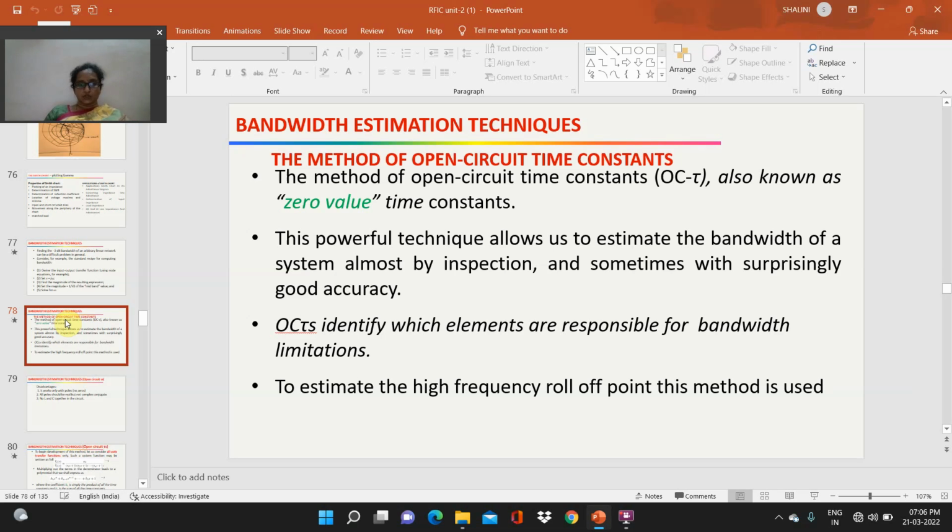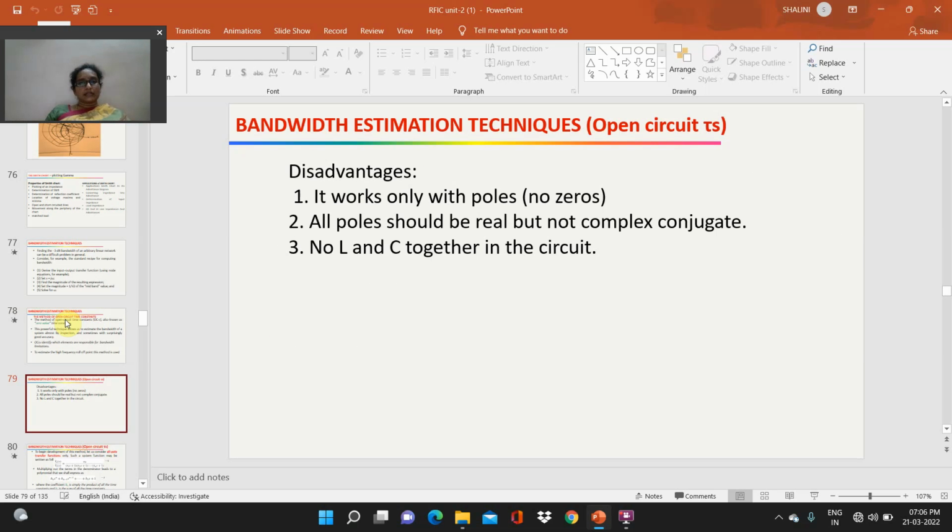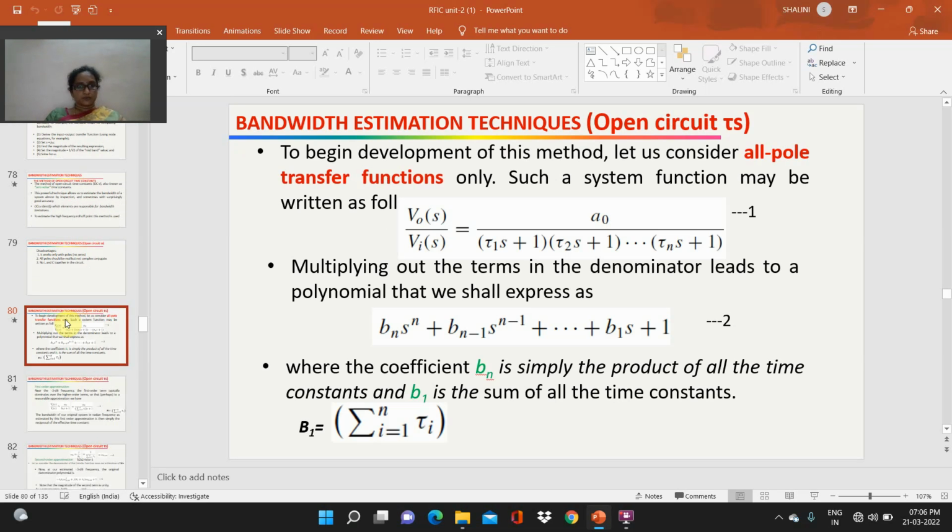What are the disadvantages of open circuit time constant estimation techniques? It works only with poles. All poles should be real, not complex conjugate. No L and C together in the circuit. That is, inductance and capacitance should not be used together in the circuit.